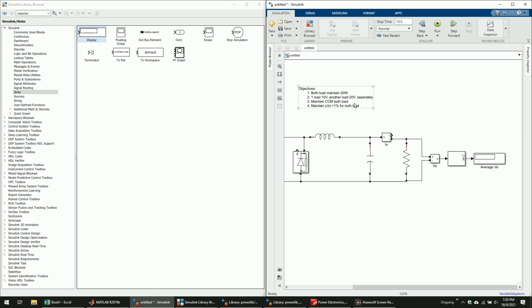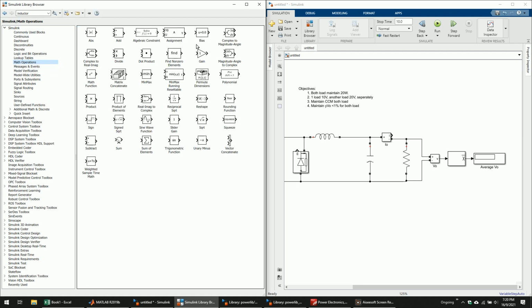Okay, so you already achieved the first objective. Now look back for the second objective, the power. So you go to the math operation. Okay, you go to the dot product. Oh, the product here. Okay, don't use the dot product, use this product.